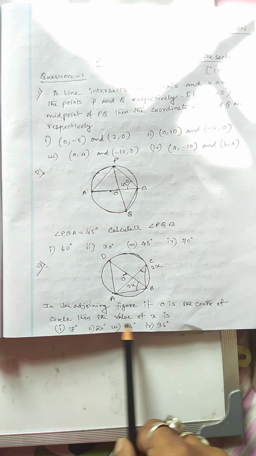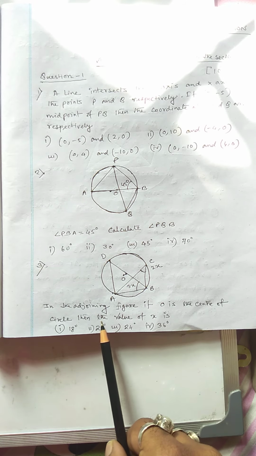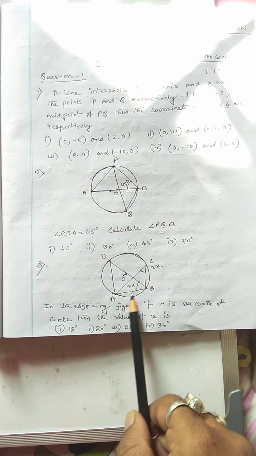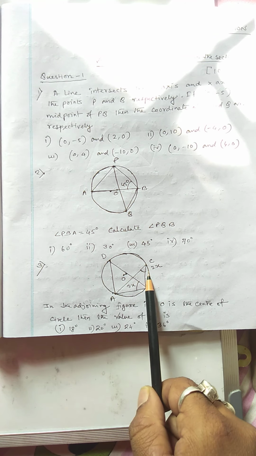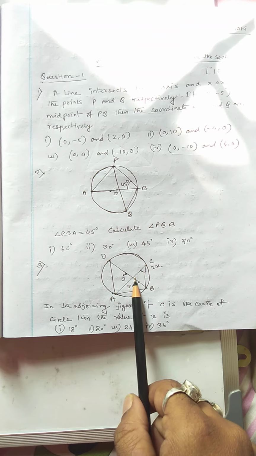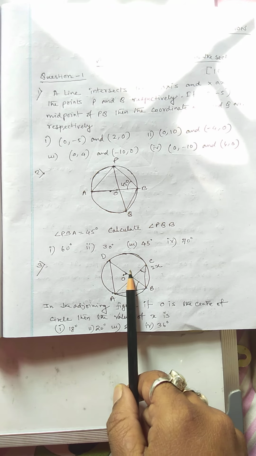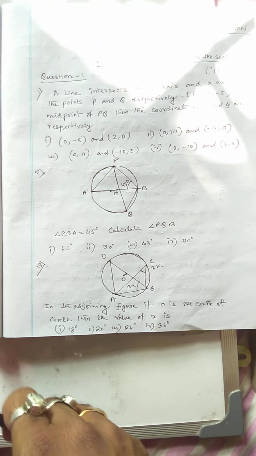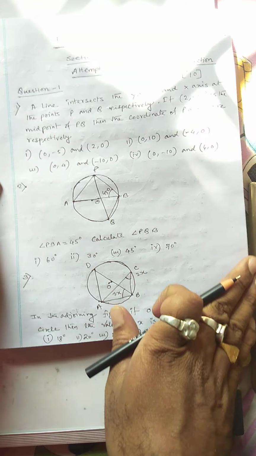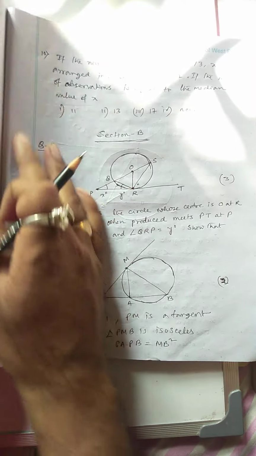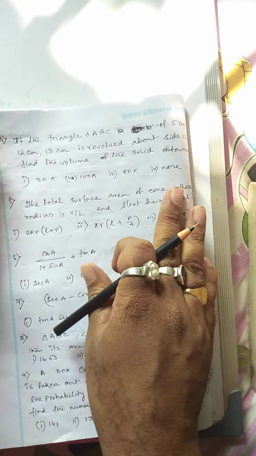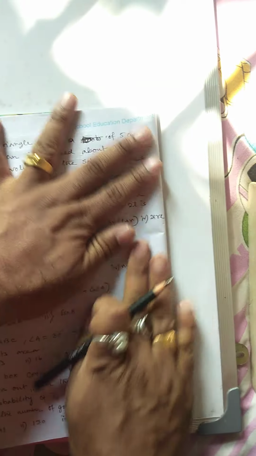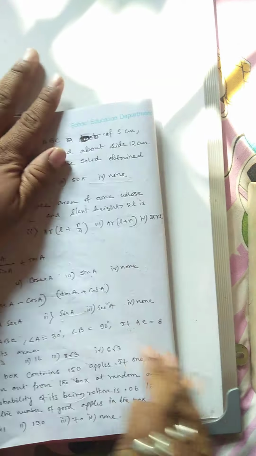It is given. Calculate the value of x, and it is given that the angles are 3x and 2x. You first try to solve this question, and if you face any type of difficulty, please contact me, and my WhatsApp number is also given in the YouTube channel. Okay.